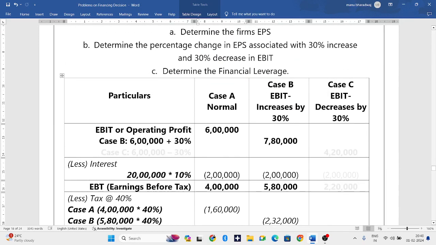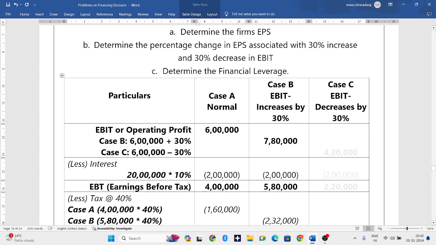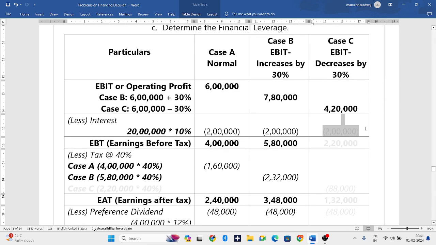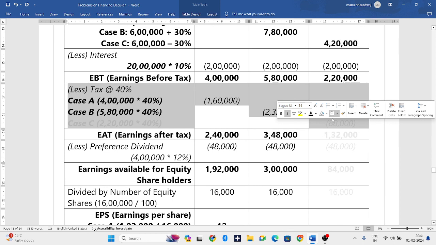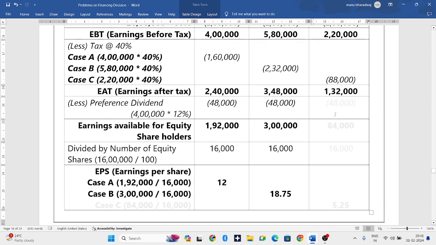Case 3 is if EBIT decreases by 30%. The actual EBIT was 6 lakh rupees. Now we are subtracting 30%, so the EBIT will be 4 lakh 20,000. The interest is 2 lakh rupees. When you subtract both, the earnings before tax will be 2 lakh 20,000. Now you have to charge tax at 40%. 2 lakh 20,000 into 40% will be 88,000. After you reduce the tax, you get EAT, earnings after tax, that is 1,32,000.